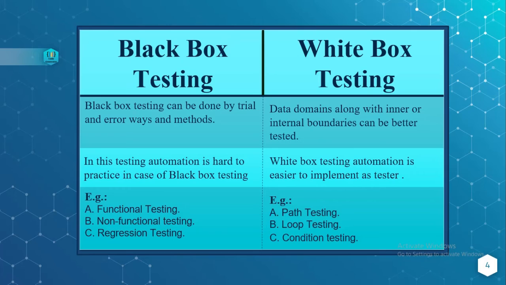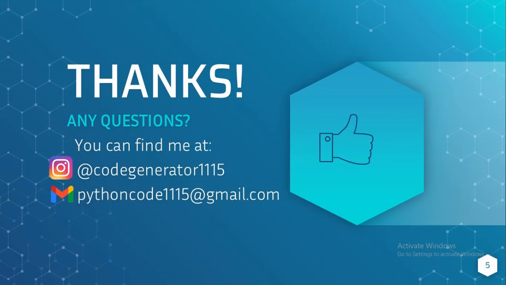You may ask, what are the examples for black box testing? The examples are functional testing, non-functional testing and regression testing. And the examples for white box testing are path testing, loop testing, conditional testing and many more. So I hope you got the difference between black box testing and white box testing.